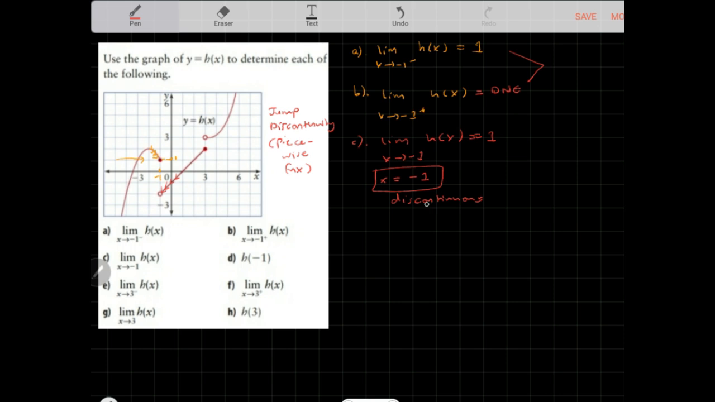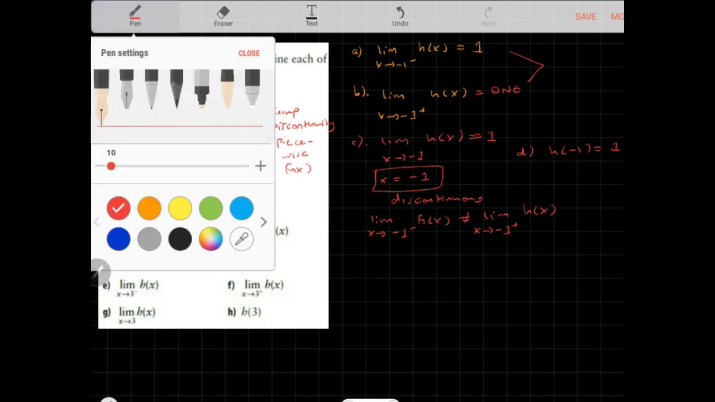And it's because the left and right-hand limits, the limit as x approaches -1 from the left side of h of x, is not equal to the limit as x approaches -1 from the right side of h of x. Okay, h of -1 does exist, however. The point here is equal to 1, right? But the left and right-hand limits will make the point discontinuous.